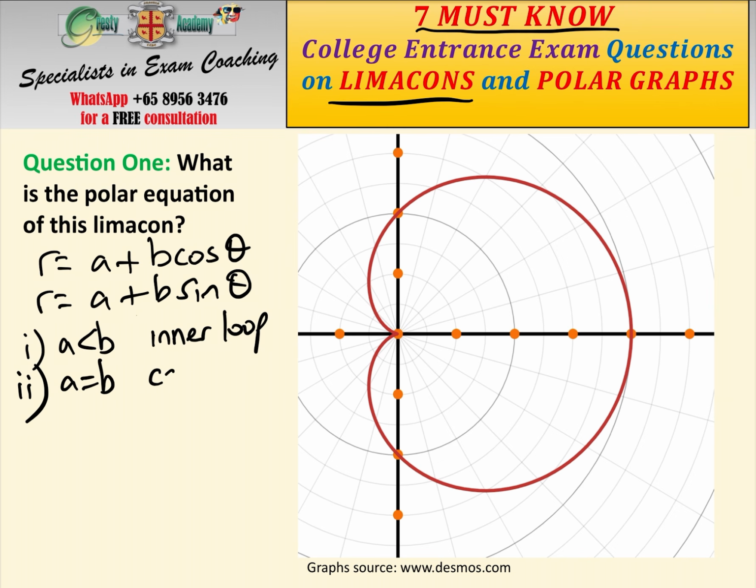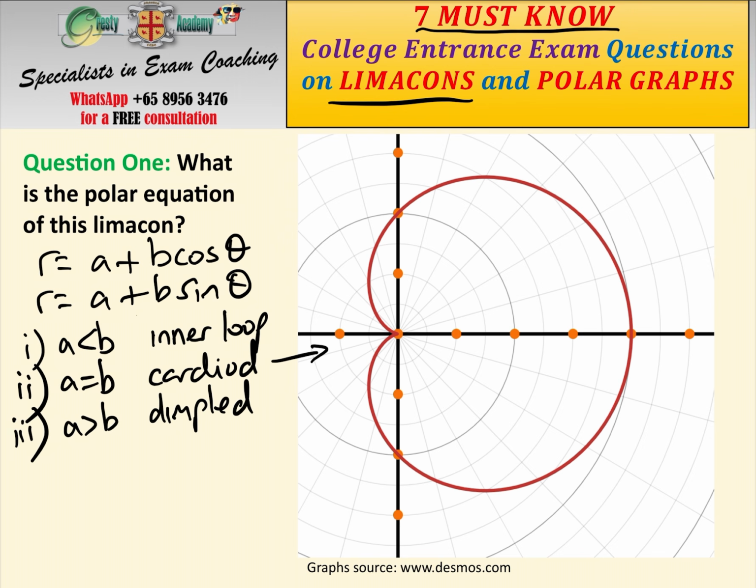A equals b, that is a cardioid, and we've already done a video on that, but we will do some more of that again today. In fact, this one here is a cardioid. And 3, if a is greater than b, then our Limaçon is not an inner loop. It's either dimpled or it's convex.